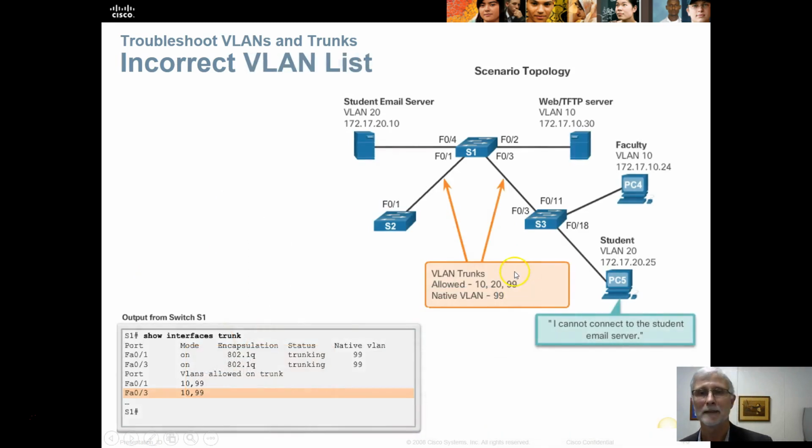So here you've got an incorrect VLAN. You've got 10 and 99. You're on 20. Guess what? I can't get through. I'm on 20, and I'm not going to be able to get through switch 1 because it doesn't allow number 20 to go through.